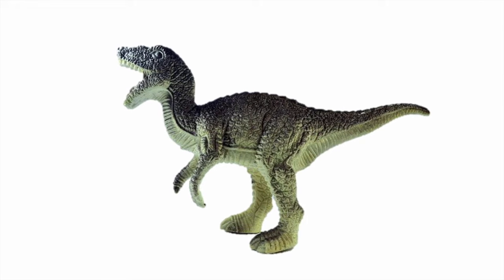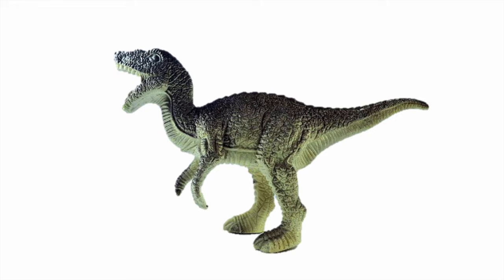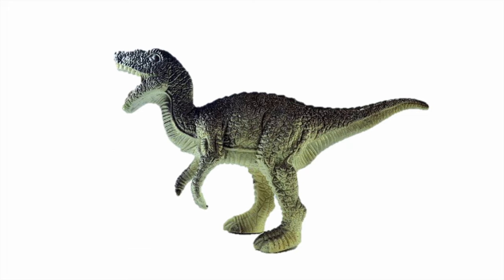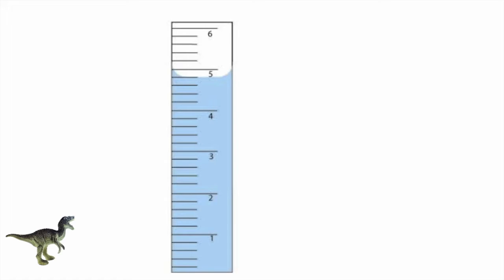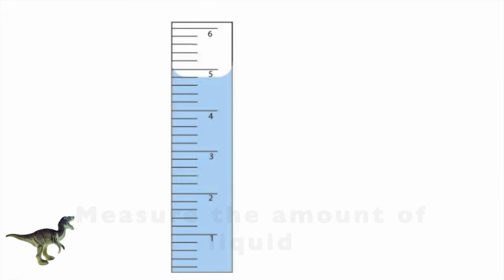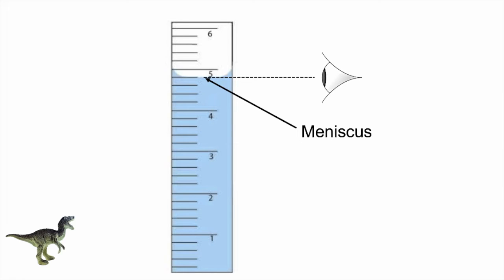Here's an example. Imagine you need to find the volume of this toy dinosaur. It would be very hard to do this with a formula, so we will use water displacement. First, we'll put some water in a graduated cylinder. Then we'll measure the amount of liquid in the graduated cylinder. Make sure you take your reading at the bottom of the meniscus. That's the bottom of the dip. Also make sure your eye is level with the bottom of the meniscus.